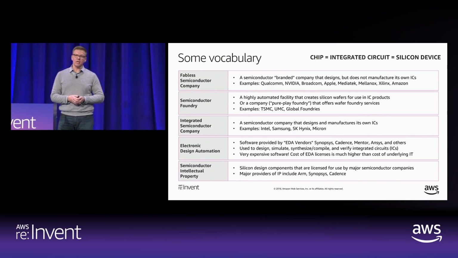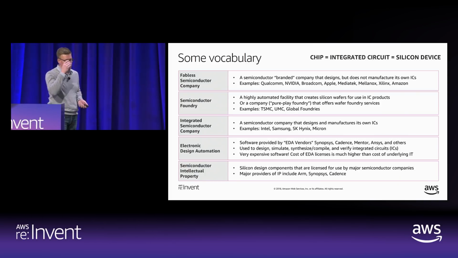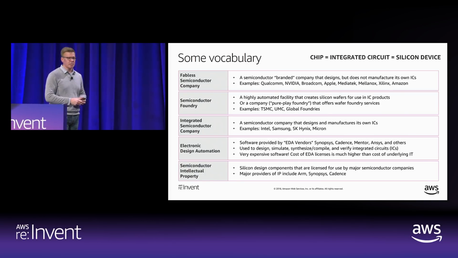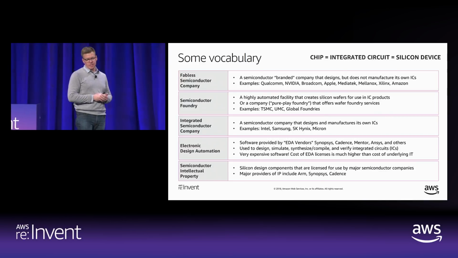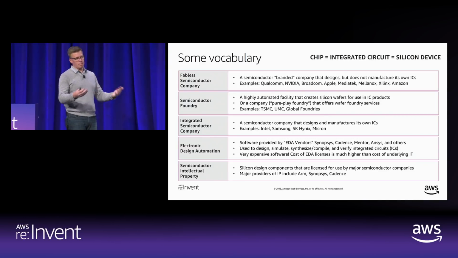And then you've got your intellectual property. We call it IP. This is what you want to protect. This is what's yours. This is your secret sauce. And this is sometimes what you license to other companies.